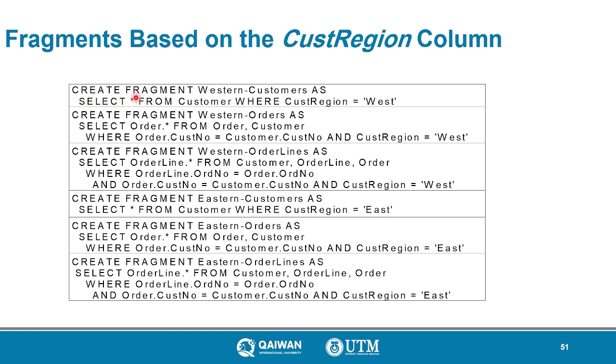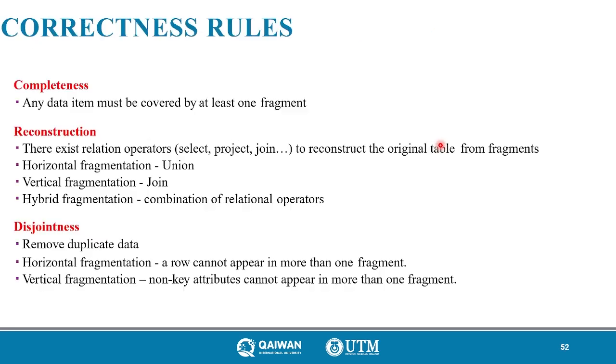Here's the code. Create the fragment Western customer AS select all from customer where customer region is West. Or create the fragment Western order AS select all from order and customer where order customer is equal to customer customer number, and the customer region is equal to West, and so on.